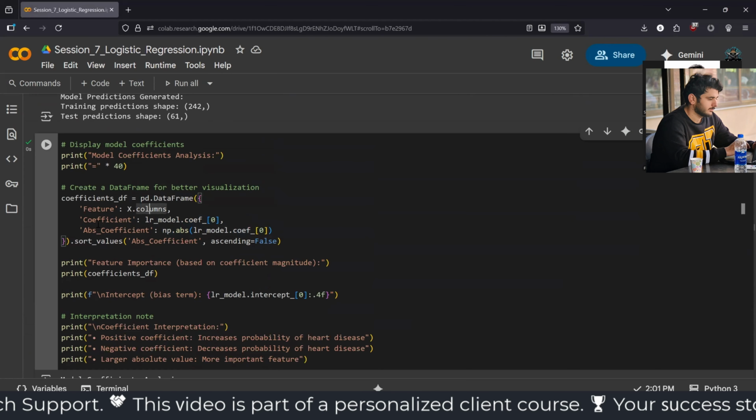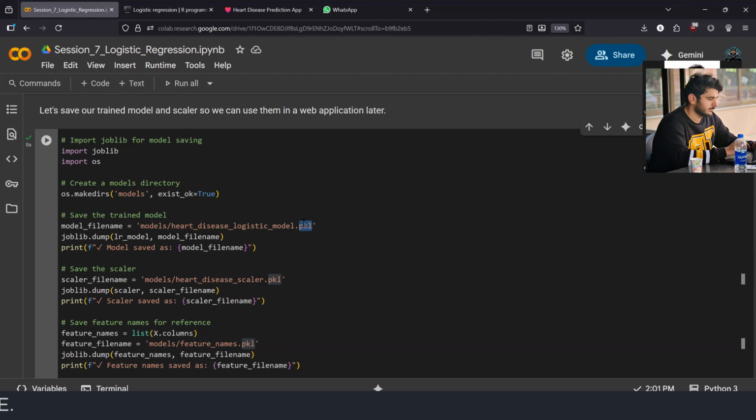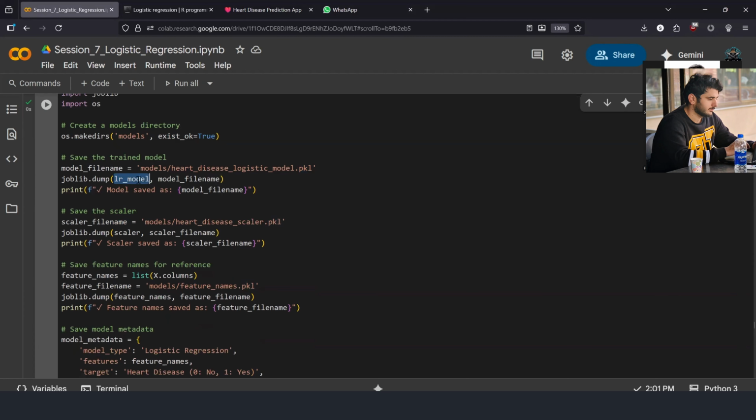There is a package in Python called joblib. What it basically does is dump the model into a .pkl file. A .pkl file contains different kinds of Python functions, and it also contains different kinds of models that you have created. Like in Python, we created lr.model, the logistic regression that we just created, right? Now what we're trying to do is create a file, heart disease logistic model.pkl, and we are dumping our model in this file, right?